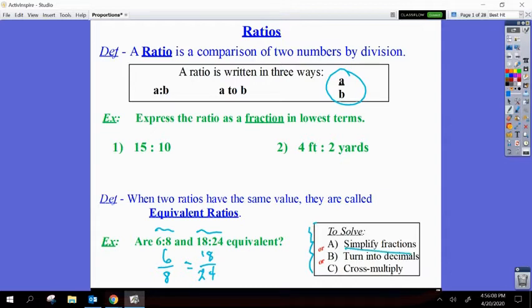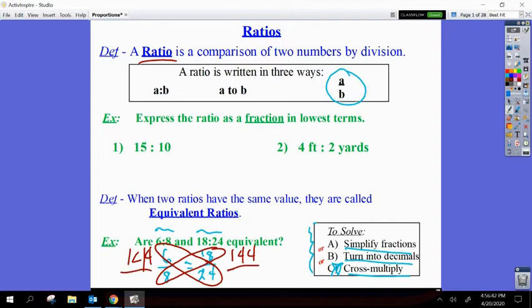There are several ways to compare to determine if they are equivalent relationships. One of which is just to simplify each of these fractions, one of which is to turn each side into a decimal, but the way that we really want to lock in is to cross multiply. It is a fact that if they are equivalent, when you cross multiply, in other words, it's only when there's an equal sign in the middle, you multiply the numerator of one times the denominator of the other, and vice versa. When you do that, you'll get 144 on one side, 144 on the other.